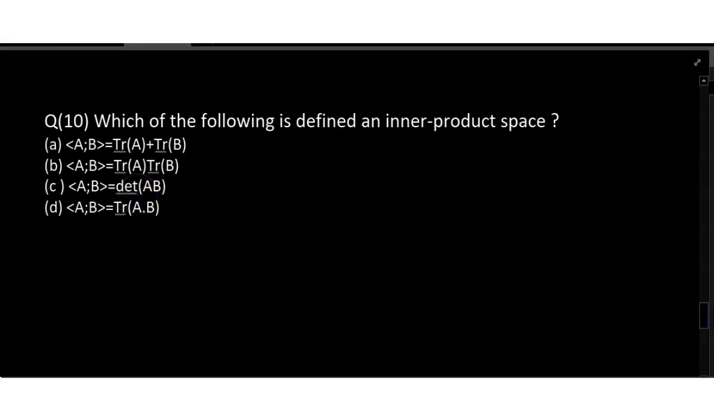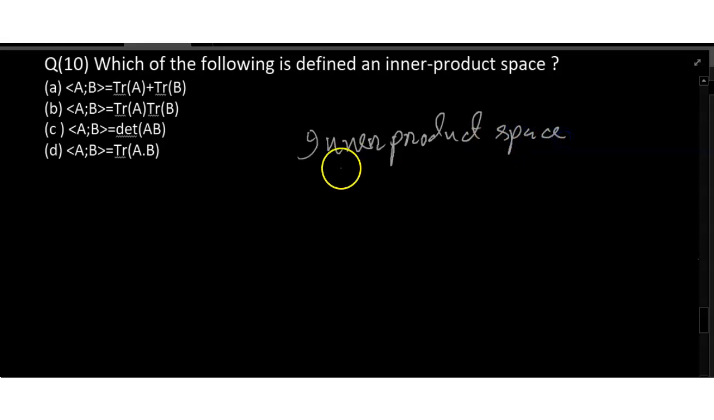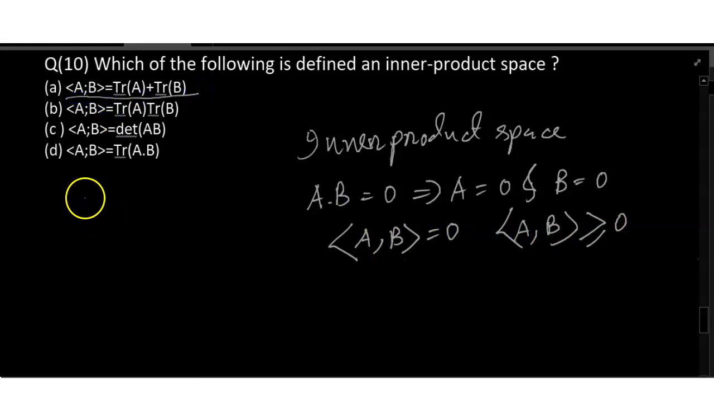And the next problem is trace of A plus trace of B. Which of the following is defined of the inner product space? So friends, this is a very simple problem. The inner product space property: if (a, b) equals 0, that implies a equals 0 and b equals 0. So (a, b) equals 0. So friends, another factor is (a, b) greater than or equal to 0. So both are not 0, then it is not. First option, trace a plus trace b. Very simple. Choose a point (a, 0), 0, 0.